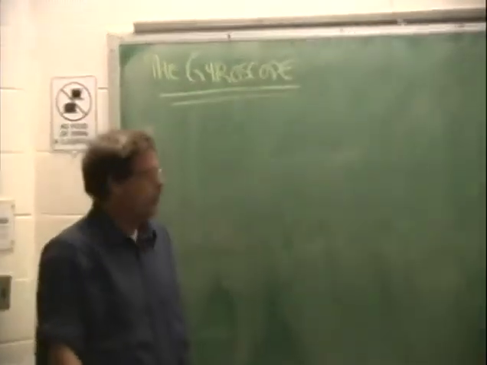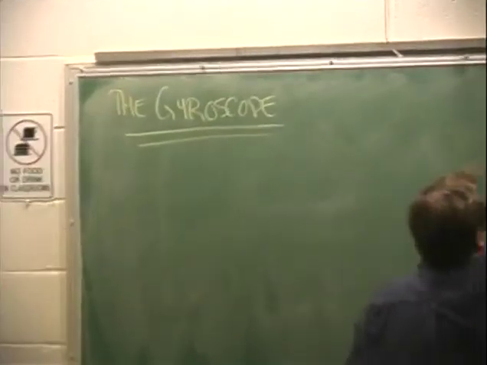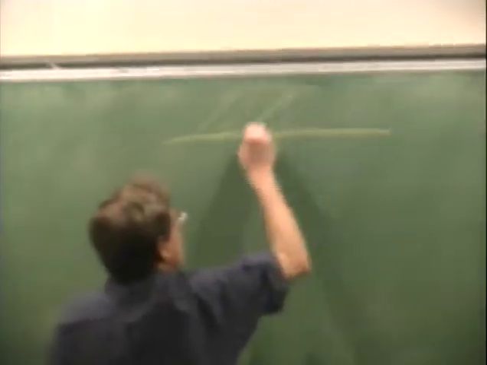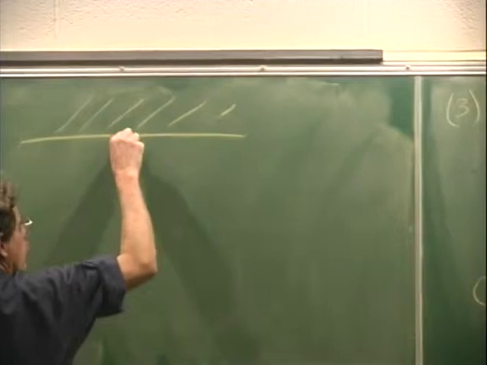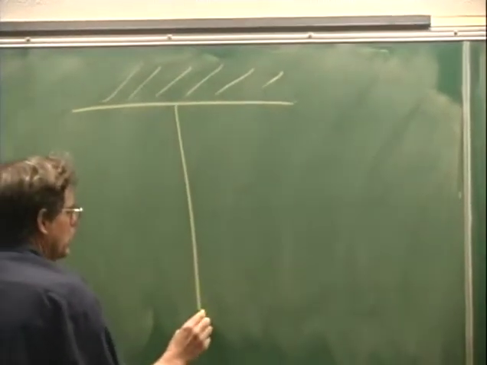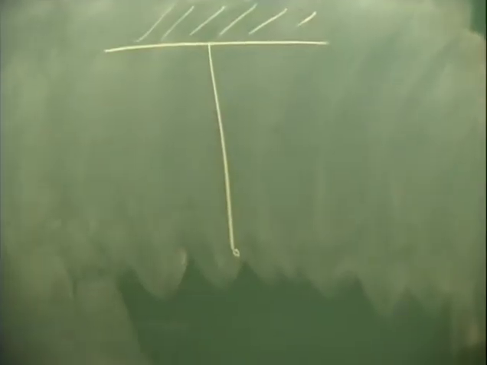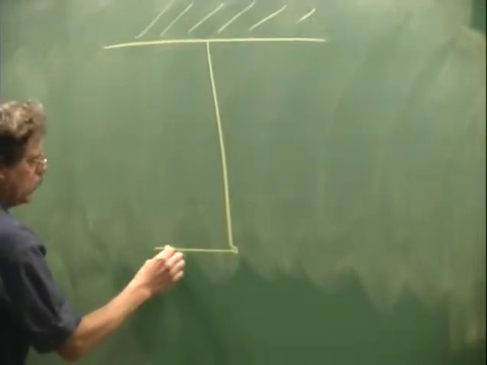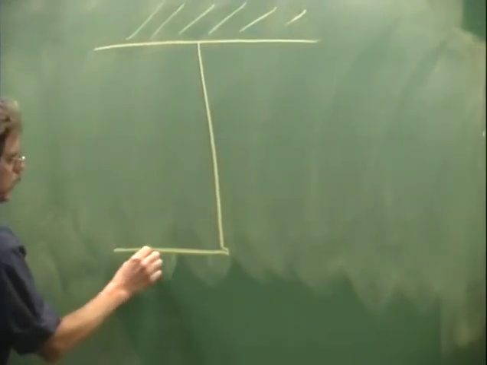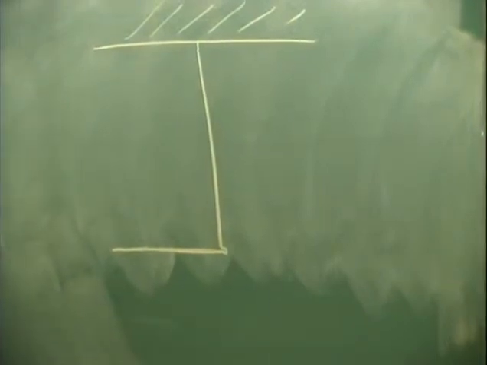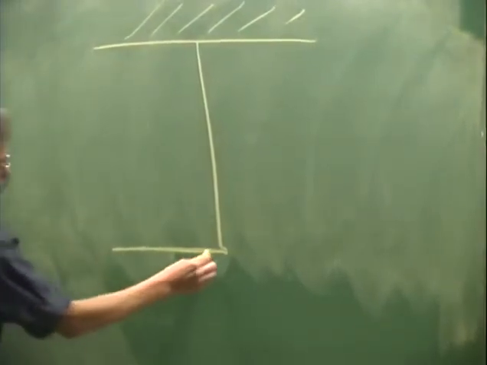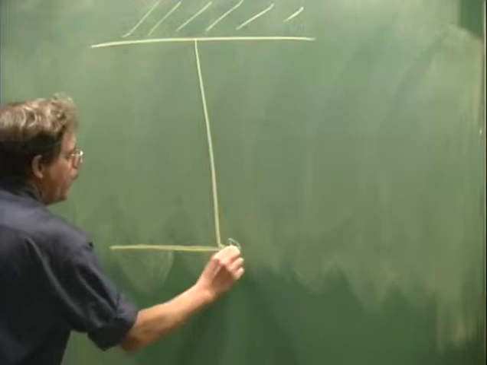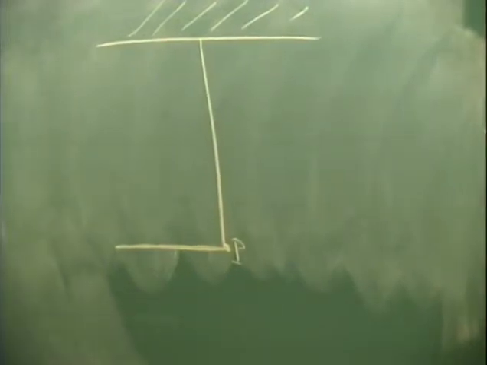Let me try to draw a careful picture of this thing. Here's the ceiling. Here's the rope coming down from the ceiling to the point here where the hook is. And then there's the axle of this wheel, which I'll draw a little bit longer than it actually is, just so that we can see the situation. That's the point about which I will calculate torques and angular momentum.